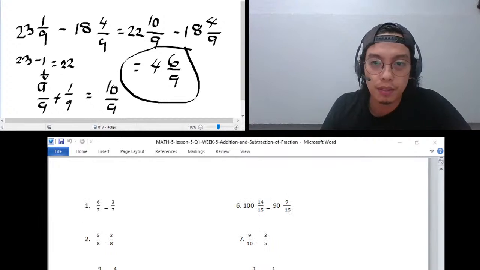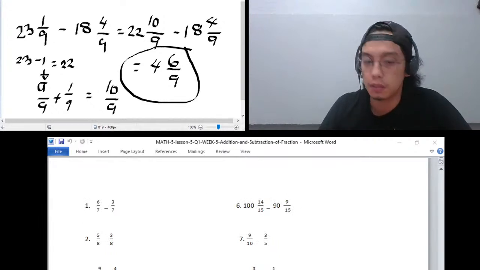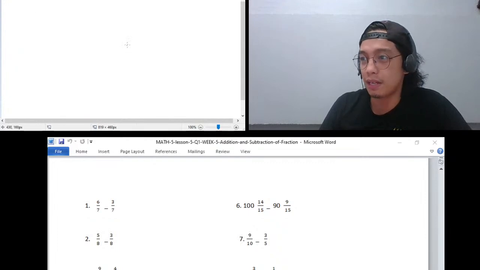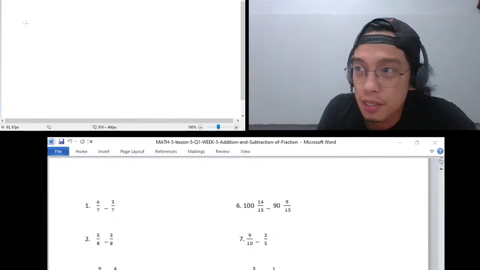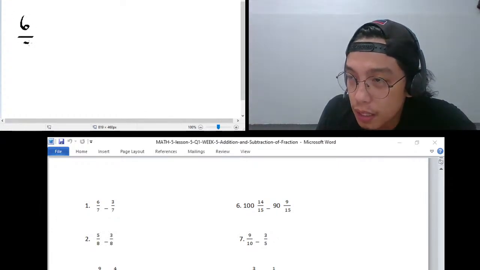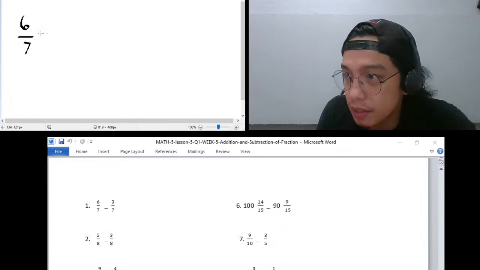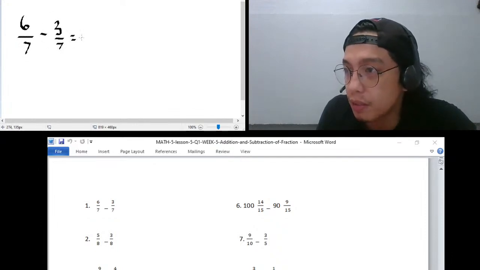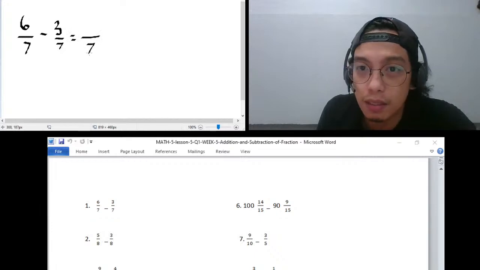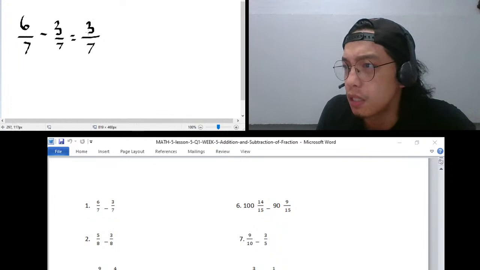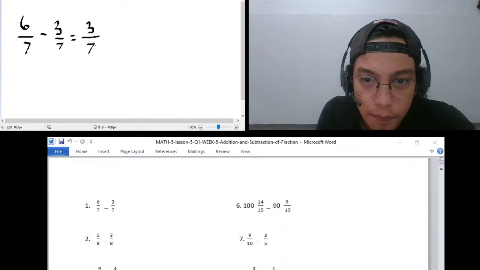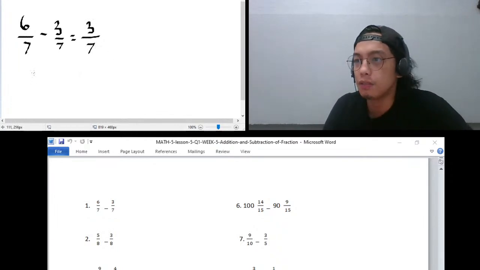So let's do the simpler one first. If the numerator and denominator are the same, so 6 over 7 minus 3 over 7, just copy the denominator and subtract the numerator. 6 minus 3 is 3. So that's the answer. Okay? Right.